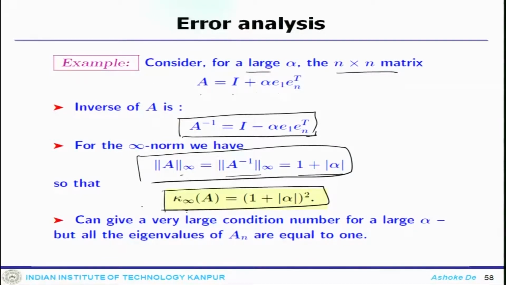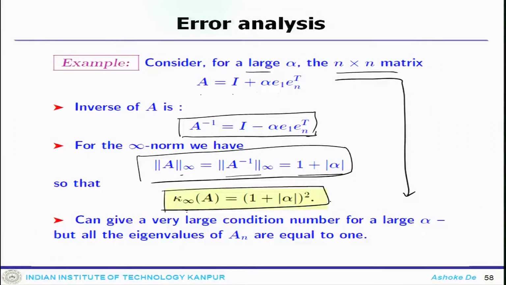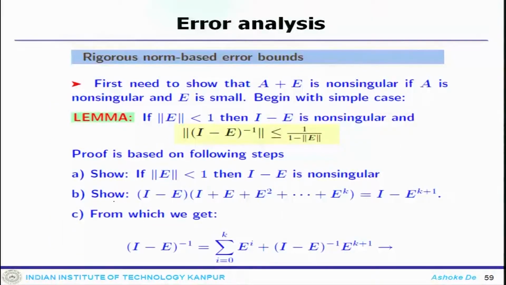So, that means it can give you a very large condition number for a large value of alpha, but all the eigenvalues of A n are equal to 1. This is the check of the statement we made: the eigenvalues are not a good indicator for the condition number. Here the eigenvalues are nicely behaving, but the condition number is absolutely large for large alpha. So, that is not a good marker for the condition number.